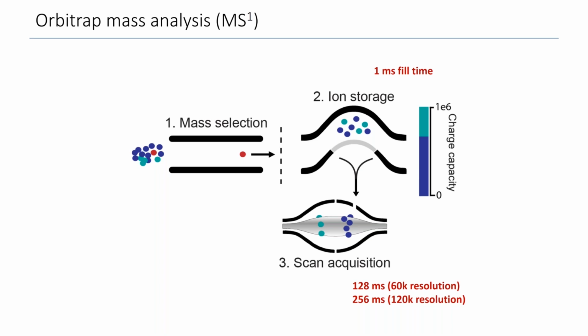That's in stark contrast to the scan time that you need to resolve all of these ions by mass. You would usually run at 60,000 or even 120,000 resolution, which means that we would need a scan time of at least 128 milliseconds. If you do the math, you realize that we're using just 1% of the ion beam for our mass analysis.